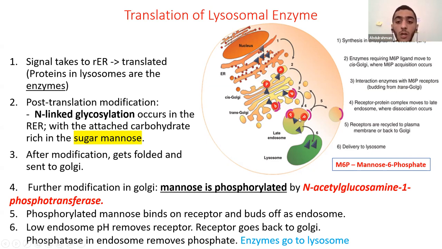See here the enzyme, we put a receptor on it and the phosphate. So we need to get rid of the receptor first and the phosphate. How do we get rid of the receptor? We remove it by the pH of the endosome. The pH removes the receptor and then it can get recycled.